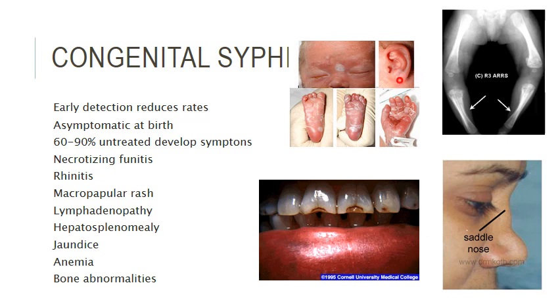You can see that this baby has some obvious signs going on in the rest of its body. They'll have lymphadenopathy and hepatosplenomegaly. They'll likely be jaundiced. A lot of babies are jaundiced, so that doesn't help very much. They'll likely have anemia.